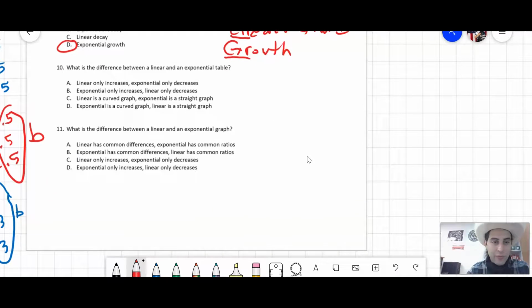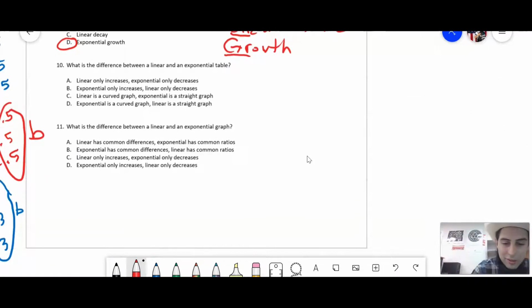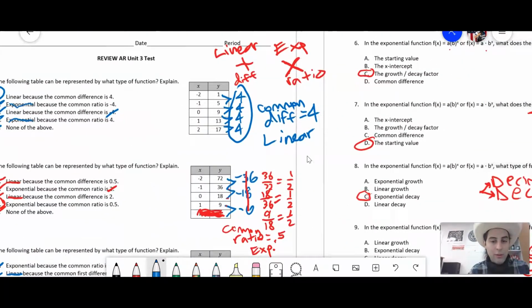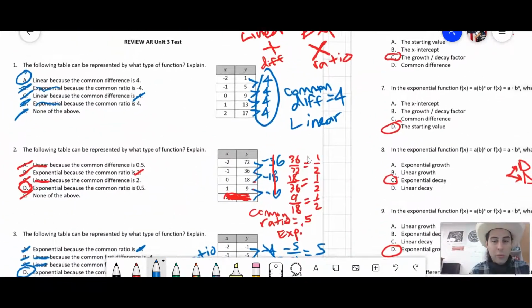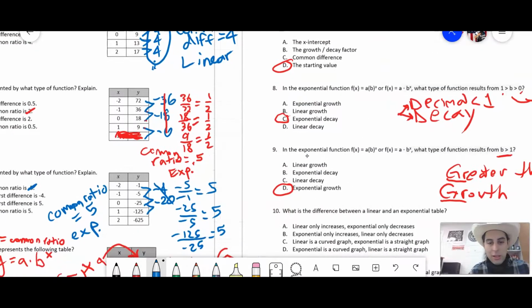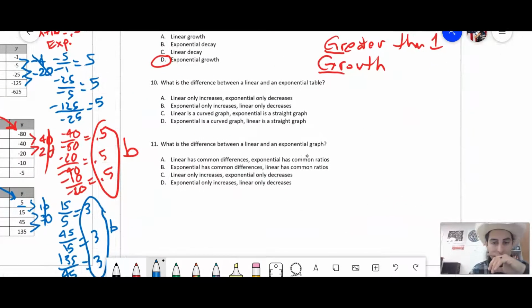All right, number 10. What is the difference between a linear and an exponential table? Now, we did this on numbers 1 and 2. Linear had a common difference, right? And then exponential had a common ratio. So let's try to think about this.